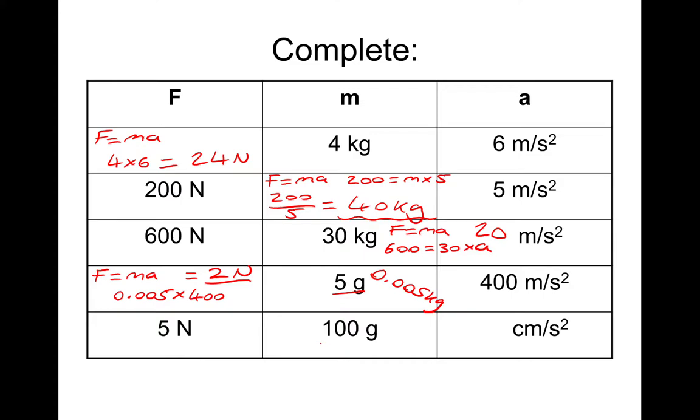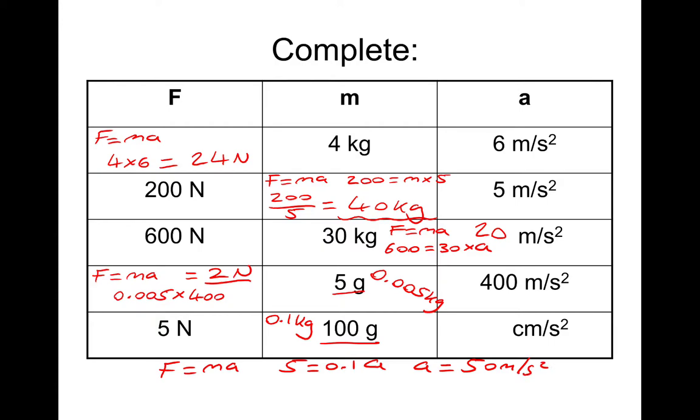Then the last one, same again. Just got to be careful. So we've got 100 grams, so we need to divide that by 1,000, so that gives us 0.1 kilograms. Then it's just F equals ma. I'm going to put some working out at the bottom here. So F equals ma. So it's 5 equals 0.1 kilograms multiplied by the acceleration. So 5 divided by 0.1 gives the acceleration, which is 50 meters per second squared.